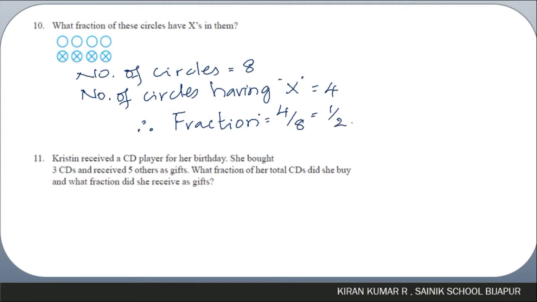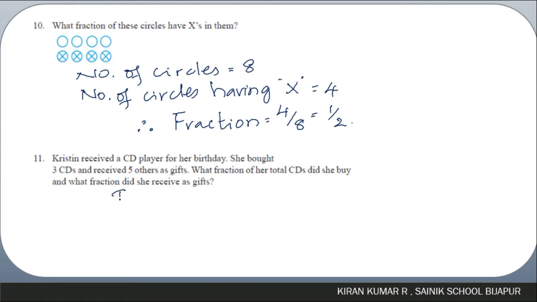Question number 11. Christine received a CD player for her birthday. She bought 3 CDs and received 5 others as gifts. What fraction of her total CDs did she buy, and what fraction did she receive as a gift?